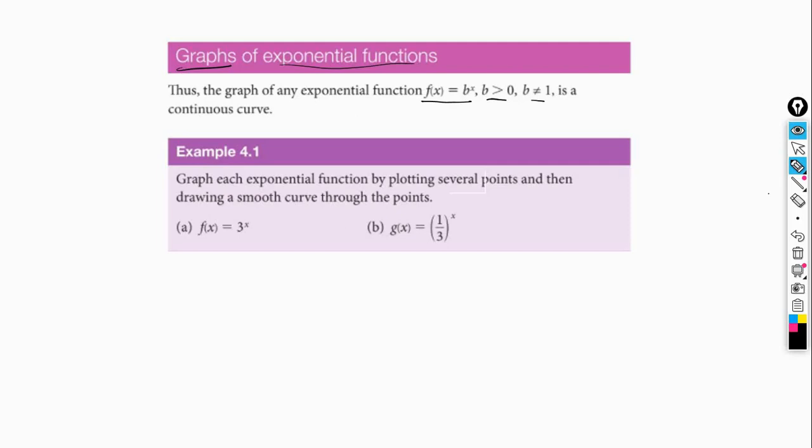So in example 4.1, they ask us to graph each exponential function by plotting several points and then drawing a smooth curve through the points. So I would invite you to stop the video here and do this on your own. Pick values that are a little bit lower than 0 and a little bit higher than 0, and graph both f of x equals 3 to the x, which is example A, and example B, which is 1/3 to the x.